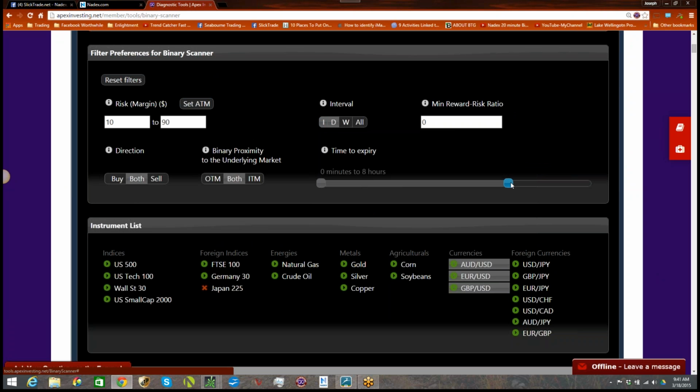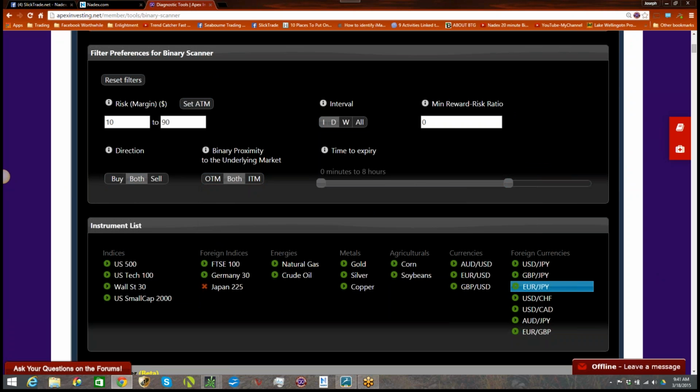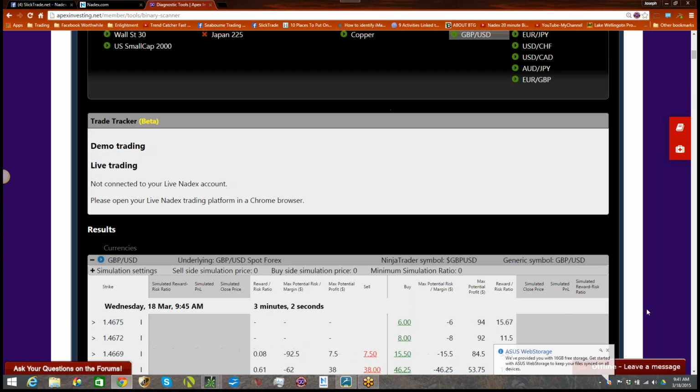the time to expiry, how far into the future you want to be in a trade, out of the money, into the money, buy, sell, and all the instruments. We don't have to have all of them selected because it will be a long list. Whatever is green is available for trade. We're looking at the pound dollar, so we will take the pound dollar and come in.